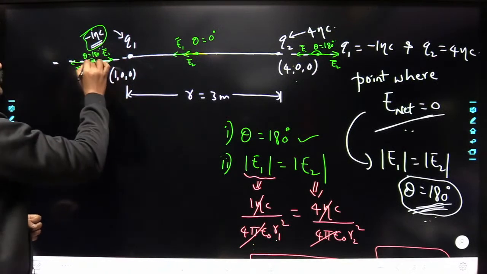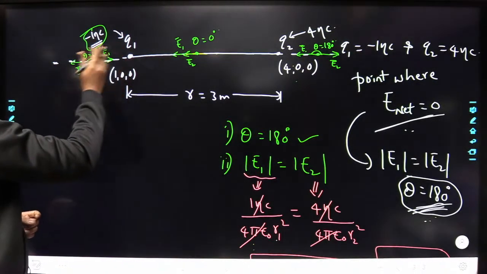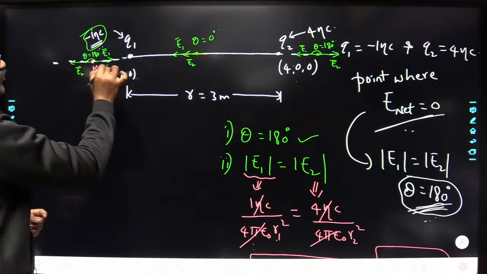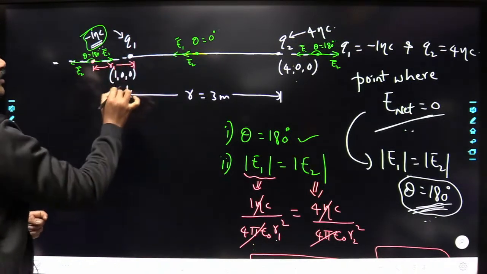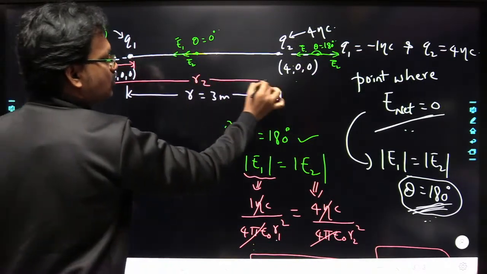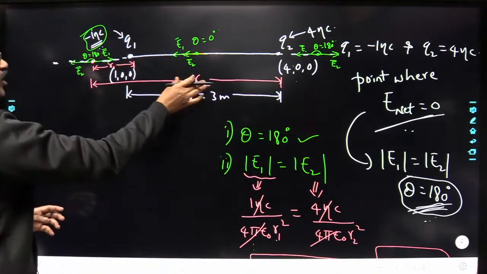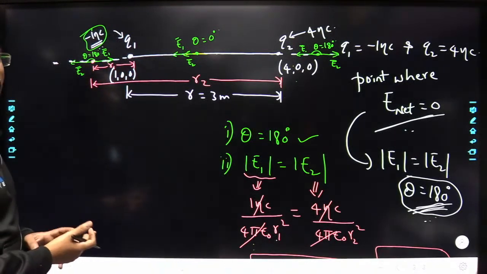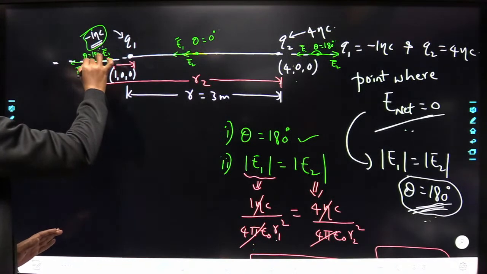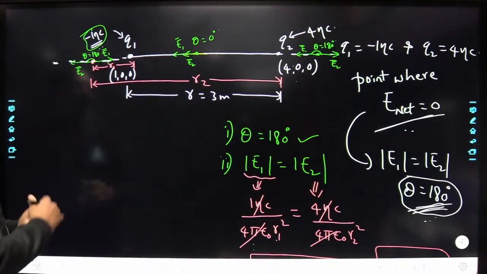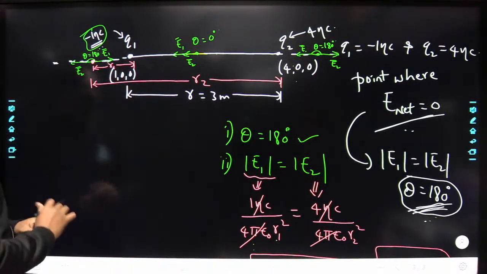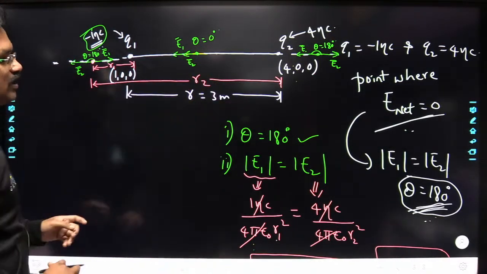If you consider any point to the left of Q1, then the distance from Q1 is R1, and the distance from Q2 is nothing but R2. Here R2 is greater than R1, so this condition is satisfied. That means the point must be present to the left of Q1, at a distance of R1 from Q1. From Q2 the distance is R2.